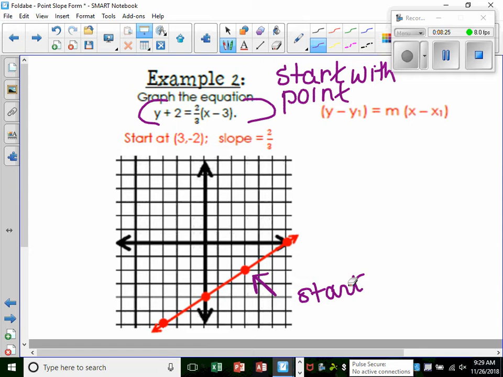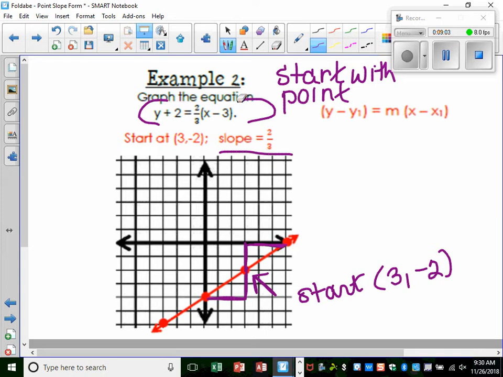So graph (3, -2), put a dot there, and then you do your slope number. From there, you go up 2 over 3, and there's your other point, and then you do a double negative: down 2 to the left 3. And now you have your graph. Your starting point is the point that you get from point slope form. You just got to know where to start. You start with the point because you don't have a y-intercept here.